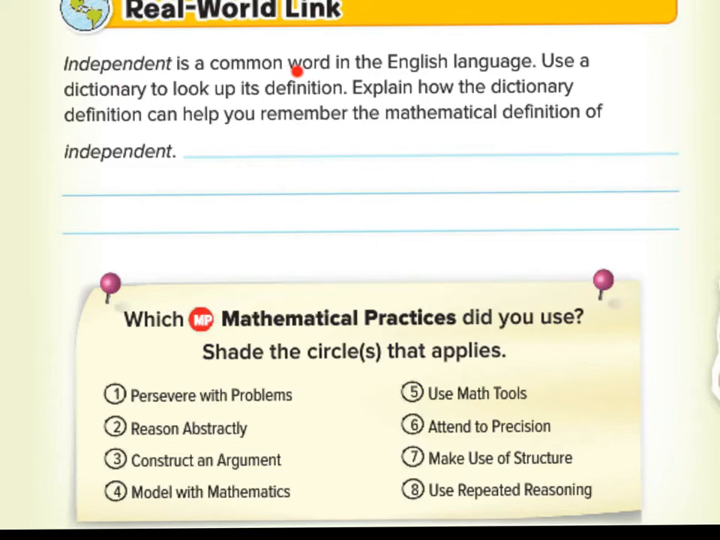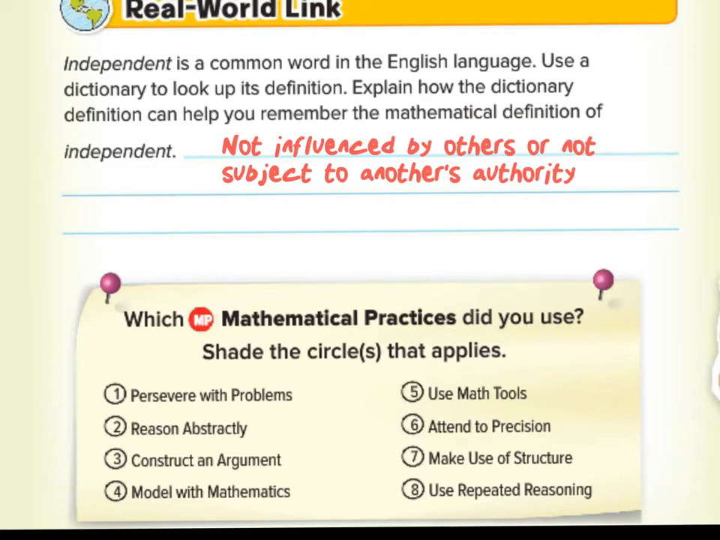Independent is a common word in the English language. Use a dictionary to look up its definition. Explain how the dictionary definition can help you remember the mathematical definition of independent. So when I look at the dictionary, I read that independent means not influenced by others or not subject to another's authority. So what they're saying is that you're not influenced or changed by exterior motives or intentions or other people's actions or opinions, meaning you are independent.